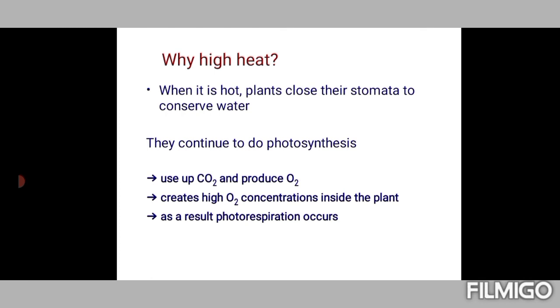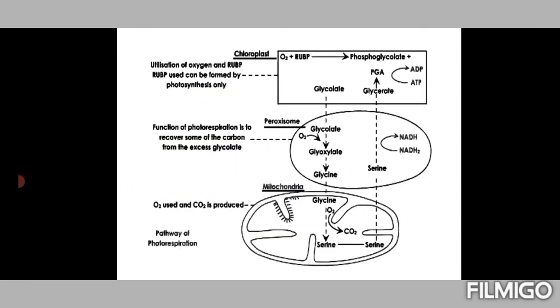Now, with high heat, when the atmospheric temperature is high, the stomata get closed so as to conserve water inside the plant cell. What happens is that carbon dioxide does not enter the plant cells, and oxygen gets concentrated inside the leaf, because the byproduct of photosynthesis, namely oxygen, cannot be released through the stomata. So carbon dioxide is in shortage and oxygen is in good supply, so the plant undertakes what is called photorespiration.